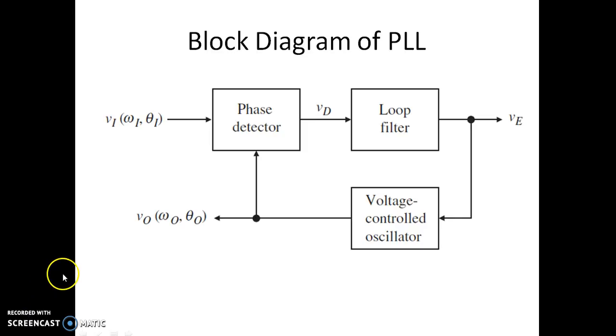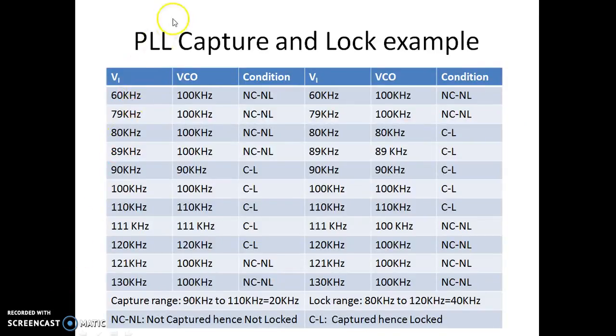Let us just have a look at the PLL capture and lock range. This is the input frequency. This is the VCO frequency, and the condition of the PLL. So let us assume that the VCO is oscillating at a frequency of 100 kilohertz, which is decided by the resistor and capacitor of the VCO.